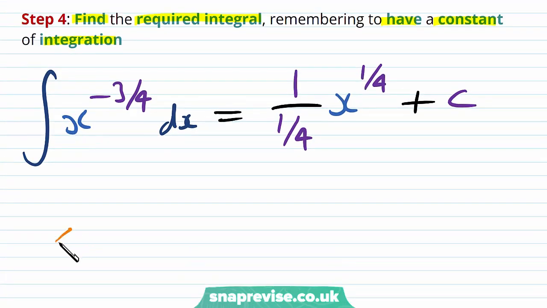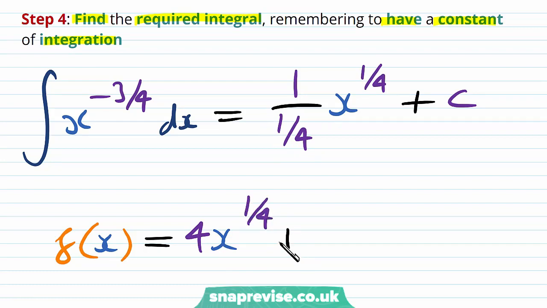So therefore we have found our f of x, because f of x is given by this integral, and it's equal to 4, that's the constant 1 over 1/4, x to the power of 1 over 4, plus some arbitrary constant, unknown, c. And again, just in case, we have remembered to have that constant of integration.